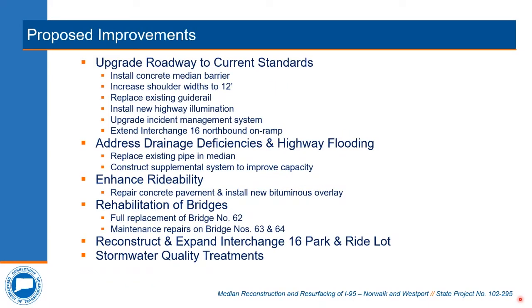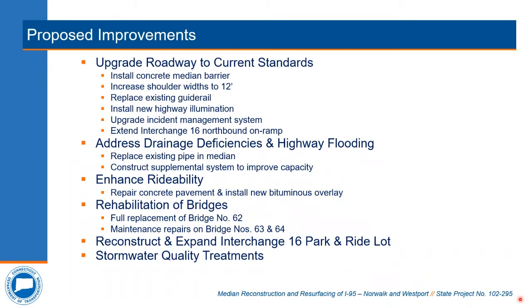So let's talk about what this project entails. In keeping with its designation as a safety improvements project, this stretch of I-95 will be upgraded to meet present-day design standards. This includes wider inside and outside shoulders, along with the installation of a new concrete median. A new illumination system will be constructed as part of the new median, and the existing guide rail throughout the corridor will be replaced. We also will be extending the Interchange 16 northbound on-ramp, as I will detail in a few moments. Also, the existing concrete pavement base will be exposed and repaired as needed, and the entire corridor, inclusive of all ramps, will be repaved.